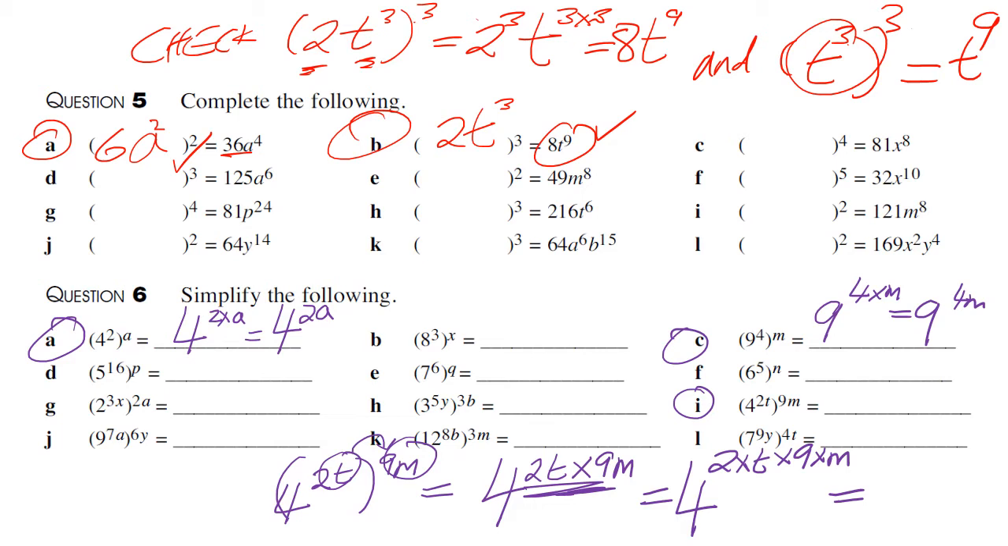What can I multiply this 2 with? I can multiply it with the 9. 2 times 9 is 18. And then I have t and m, so I can just group them together. So your answer would be 4 to the power of 18tm. Alright? You have a go at the other ones.